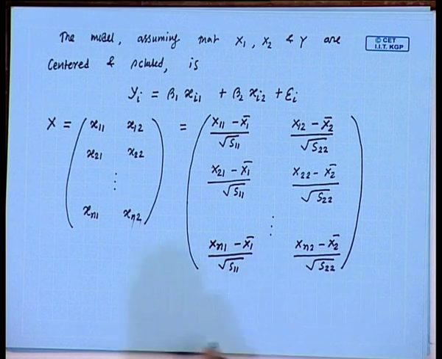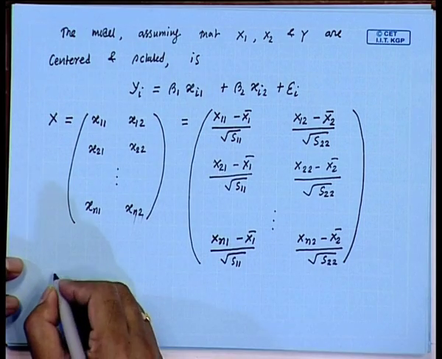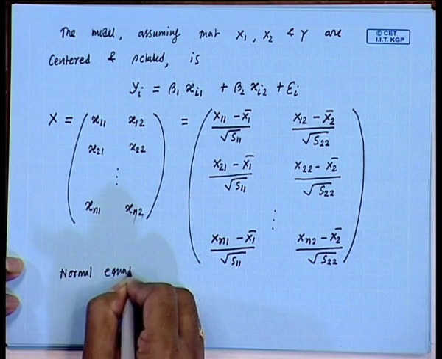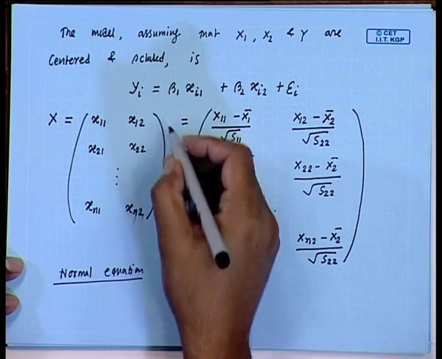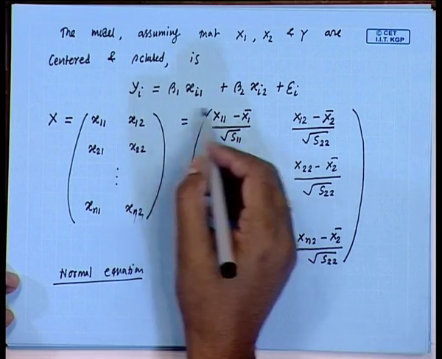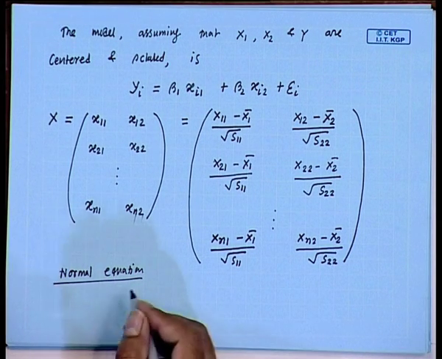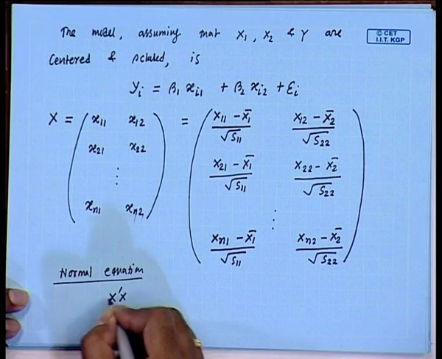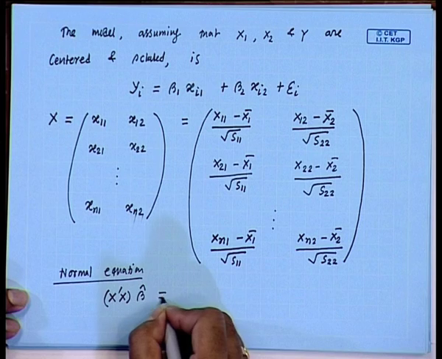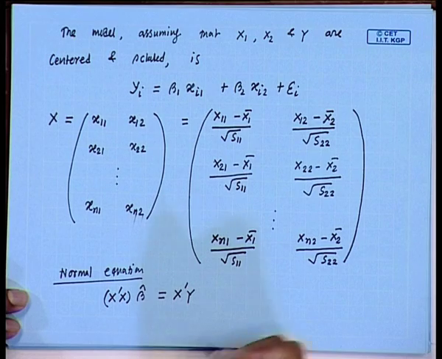Now, what is the normal equation associated with this model? Basically I am trying to find the least squares estimate of the two regression coefficients beta 1 and beta 2. So, the normal equation is X prime X beta hat equal to X prime y. Okay, you know what is y?